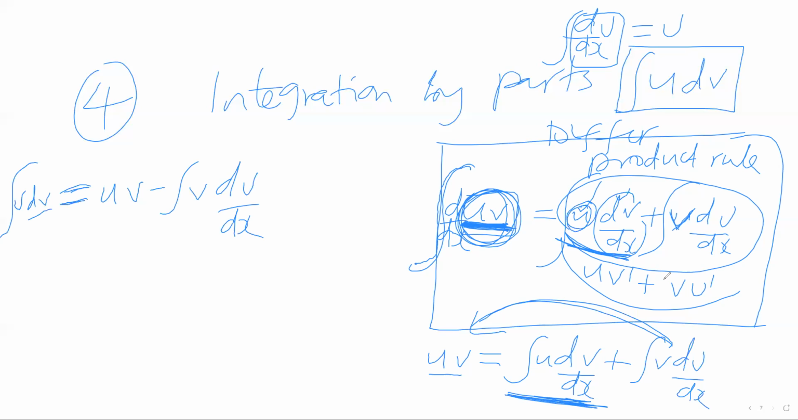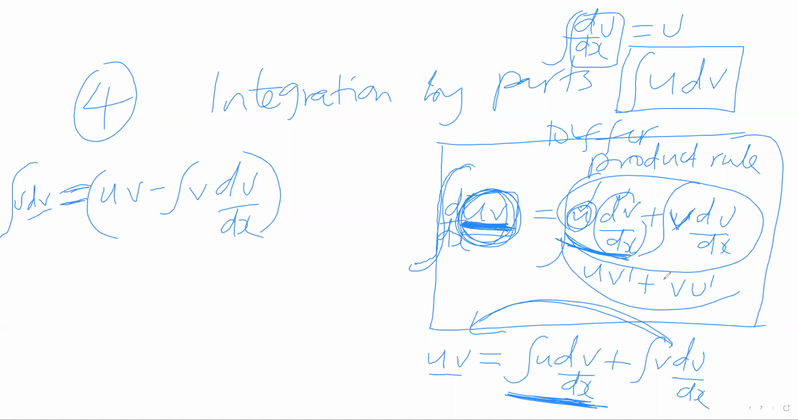U dv dx. Now I don't want this dx down there. So what can I do? I can multiply it throughout, right? I can multiply it throughout if I don't want it. So now look, that's where this whole thing comes from. That's where this formula for integration by parts comes from.